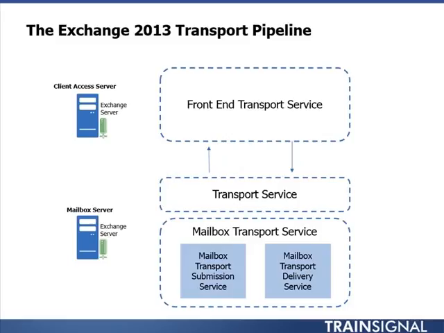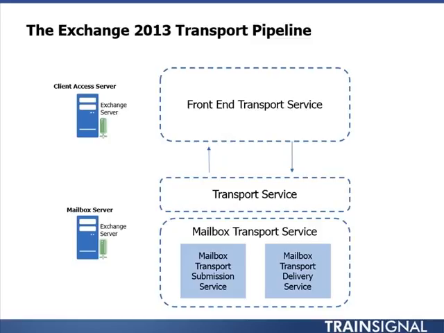Alright, so let's start up at the top. The front-end transport service. This service runs on all of your client access servers, and it acts as what they call a stateless proxy. In other words, it passes through messages inbound and outbound in terms of SMTP traffic for your Exchange organization. It doesn't queue messages, it doesn't inspect content, it's not meant to be like an edge transport server in any way. Nope, it just communicates with the transport service on the mailbox servers, and it makes sure that mail flows in and out.